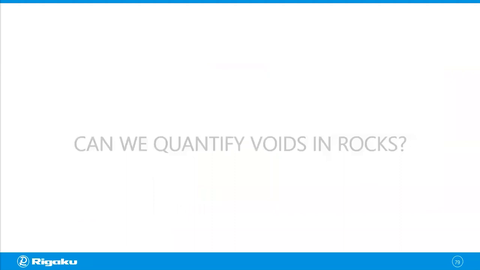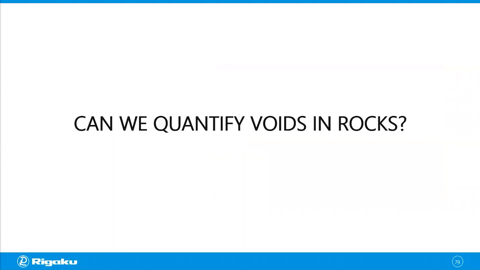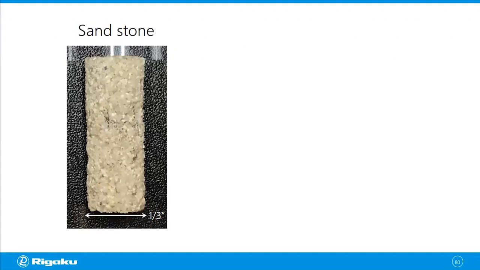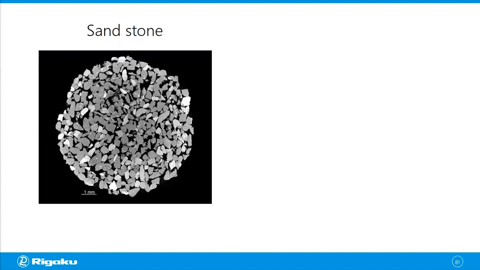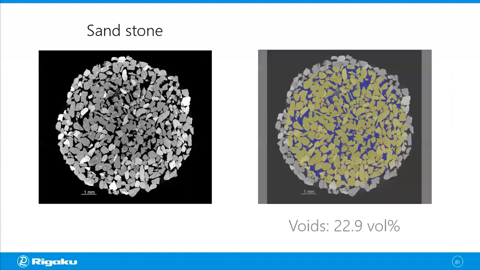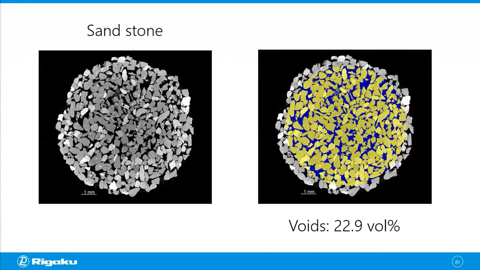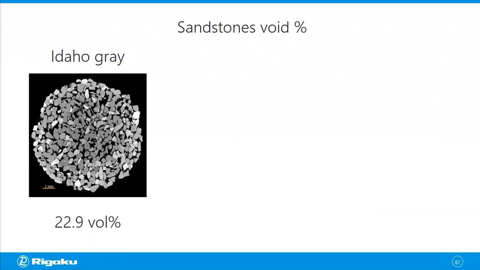And can we quantify voids in rocks? Yes, and this is probably one of the easiest analyses you can do with X-ray CT. So let's take a look at this example. So this is a sandstone core, and there are a lot of void spaces inside. If you look at one cross-section, you can see a little bit of a shading artifact in this case. The center is a little bit darker, but what we are interested in here is just the void percentage. So we don't need to worry about it too much and just do simple thresholding to separate the void space, and you can calculate the percentage as 22.9. This sandstone is Idaho gray, which is pretty porous.